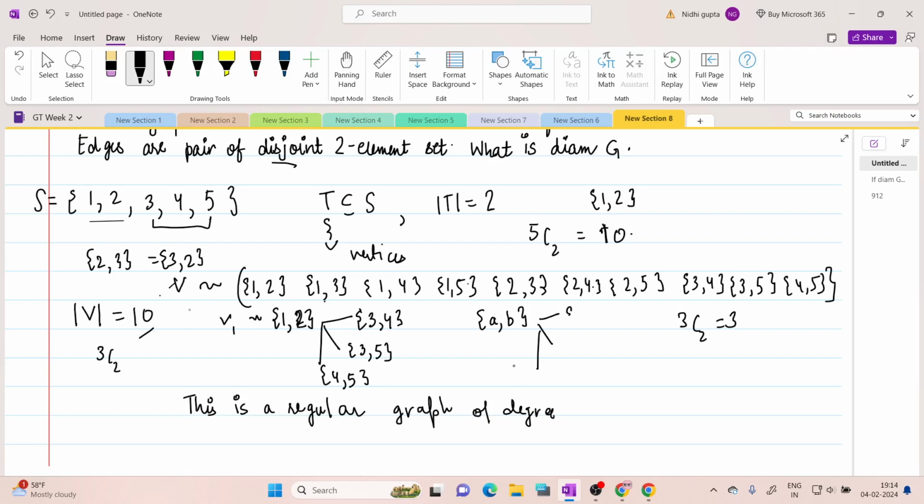Now, did everyone understand what the vertices and what the edges are? Then only we can compute the diameter.